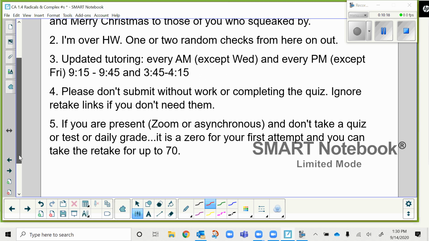And if it's a quiz or if it's a daily grade, you can turn it in late for 20% off. If it's a quiz or test, your first attempt grade is 0, and you are free to take the retest link, but only for up to 70. Okay, so please be aware of those things. Any questions about attendance or anything you want to put in the chat? I'll answer it for you.